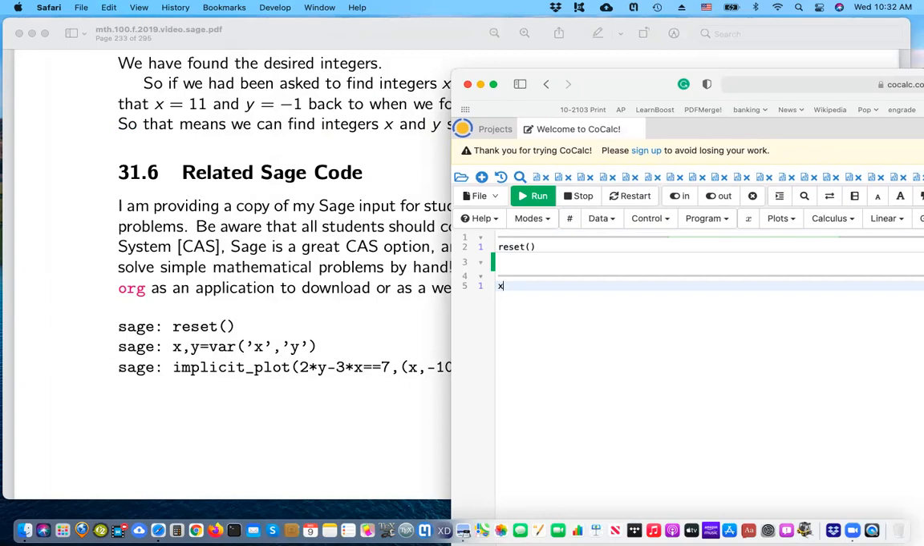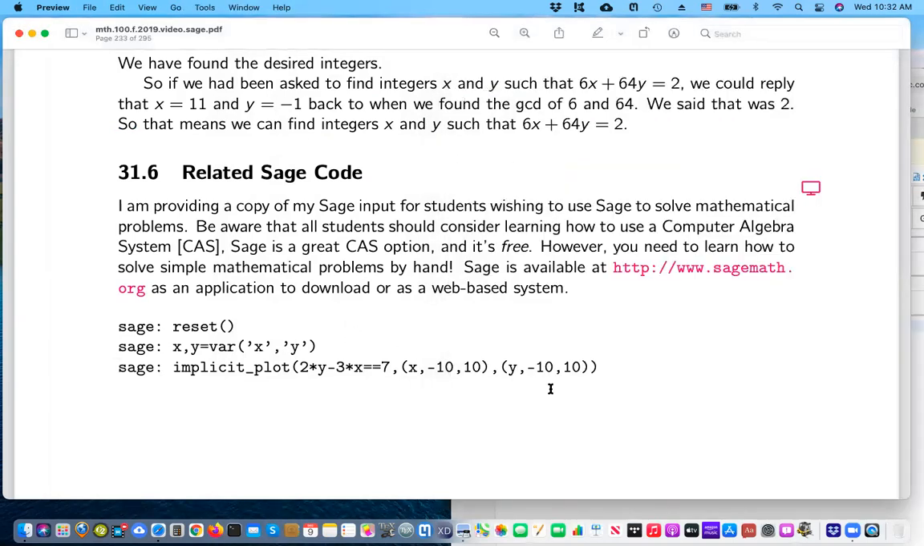x and y are variables. This is so typical in computer science: we define variables. I'll write that down for you. I'm just typing what I'm seeing. Hopefully you're learning as you do this. This looks like a long one. What do they want me to do? They want me to plot.